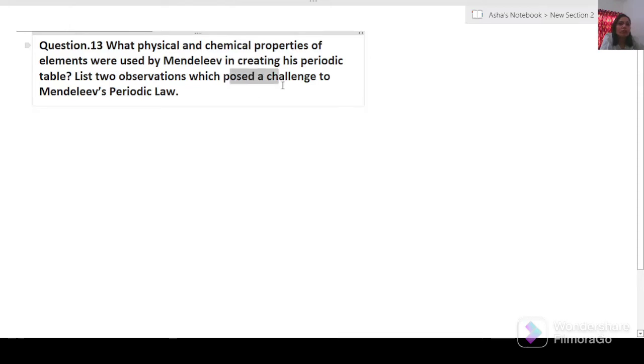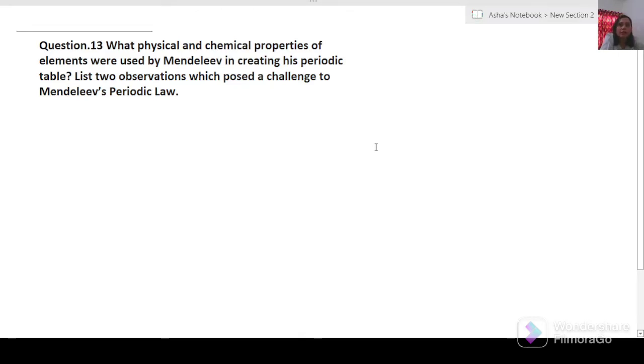List 2 observations which posed a challenge to the Mendeleev periodic law. So you can write any 2 disadvantages of the Mendeleev periodic law here. Like, the first one, you can mention that the position of the isotopes cannot be justified, because they have different atomic masses, and we just cannot put them in the same slot, because then they would have to have the same atomic mass, but they differ in atomic masses, and the whole table was based upon the increasing order of atomic masses, right?